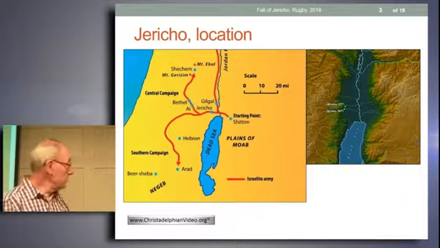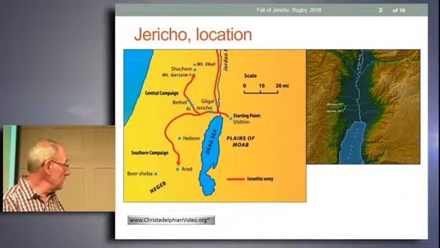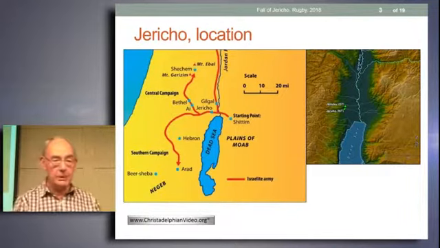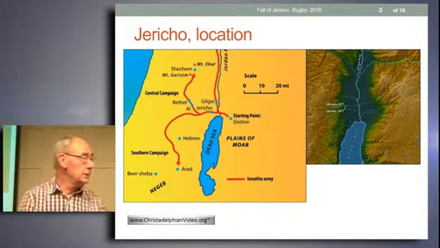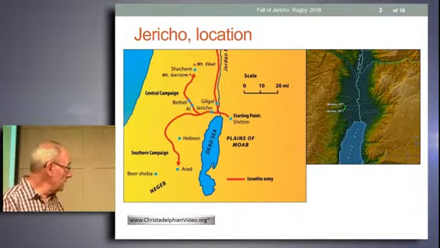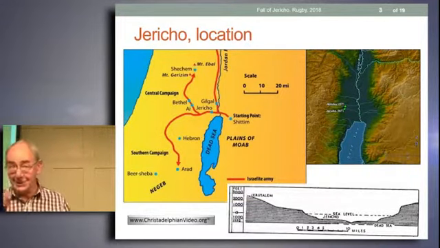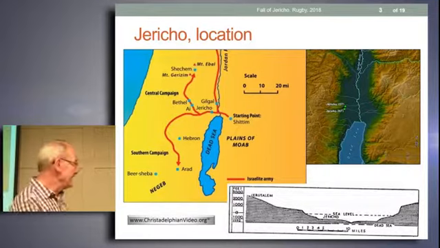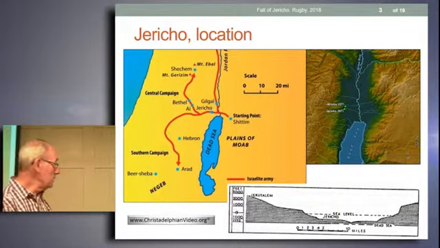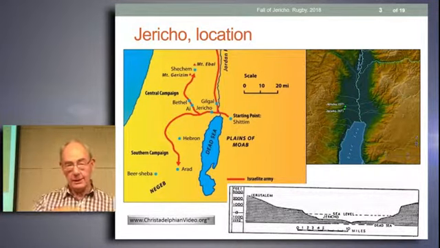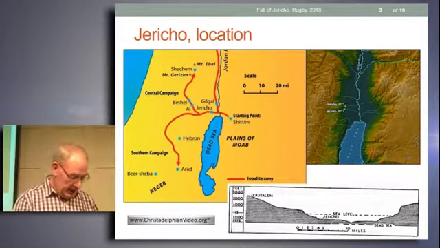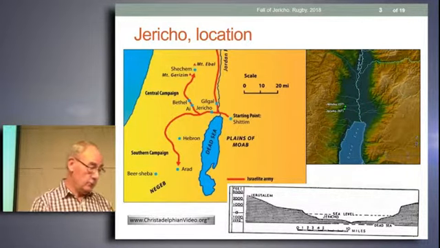The other interesting thing to notice about Jericho is its altitude. It is actually below sea level. It's about 800 feet below sea level. So there's the level of the Mediterranean Sea. The Dead Sea is also below, of course, the Mediterranean Sea. So Jericho is a very low-lying city. So that's where it is and was.